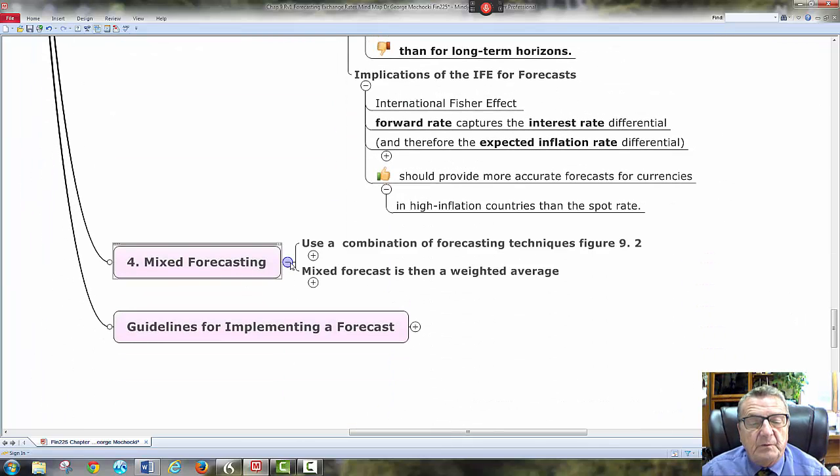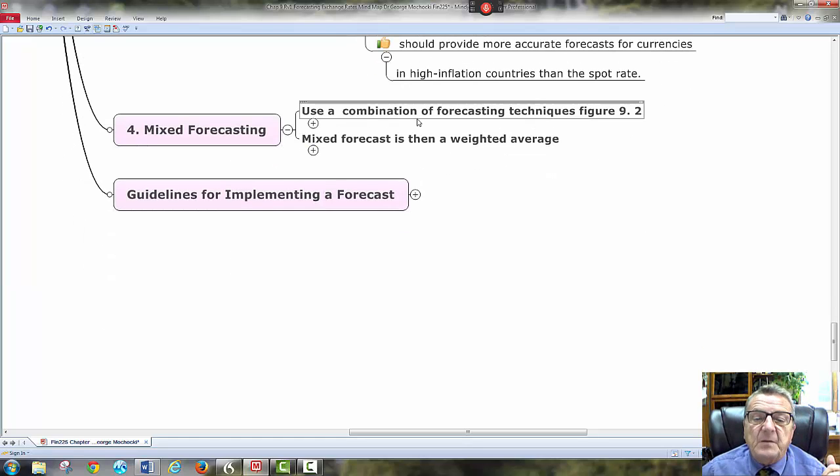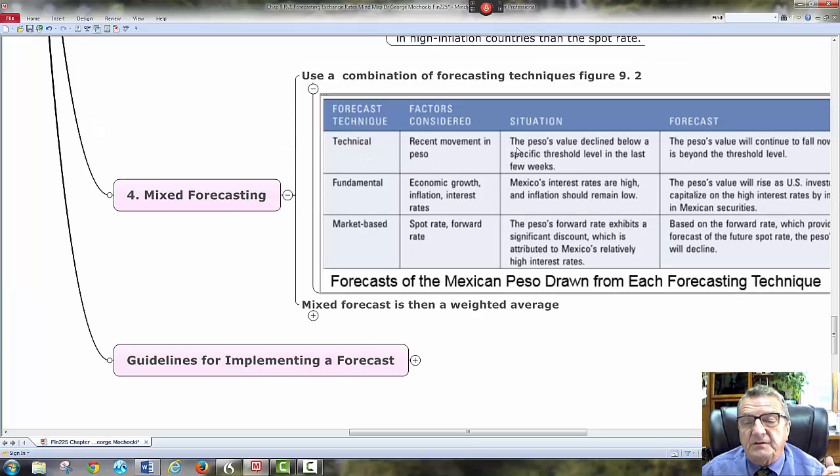The one that a lot of people utilize is mixed forecasting, a mixed combination of forecasting techniques, figure 9.2. And here's technical. So we're talking about the different forecasting techniques. Fundamental: economic growth, inflation, interest rates, right? Those factors are considered. Market-based: spot rate, forward rate, right? Remember, once it's market, it exhibits a significant discount, which is attributed to Mexico's relatively high interest rates.